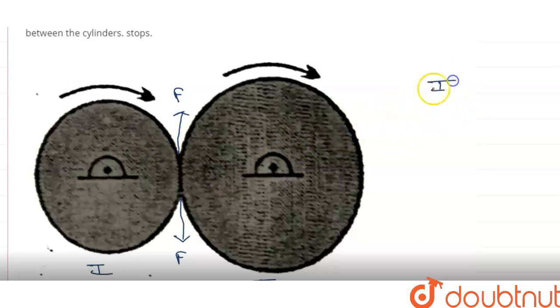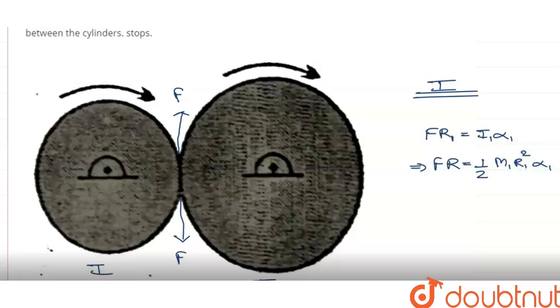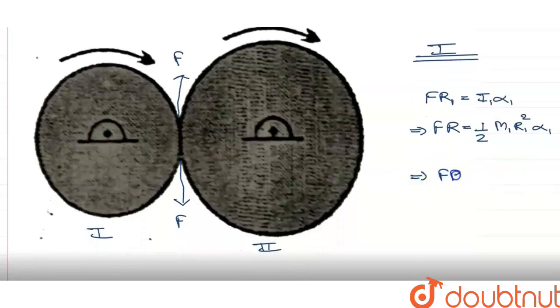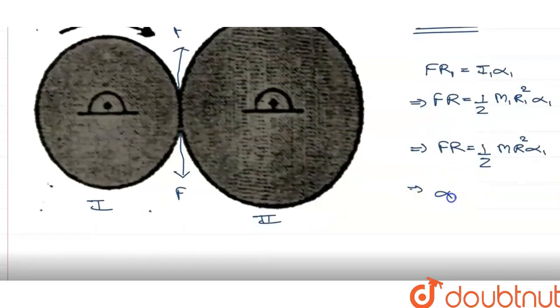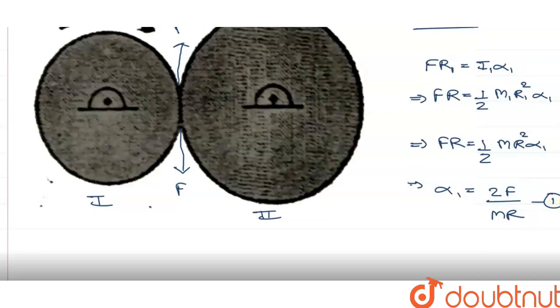So for cylinder 1, F R1 should be equal to I1 alpha 1, which means F R is equal to, now I1, since these are cylinders, will be 1 by 2 M1 R1 squared times alpha 1, which means F R is equal to 1 by 2, M1 is given as M, R1 is R, squared, alpha 1, which means alpha 1 is equal to 2F upon MR. Equation number 1.